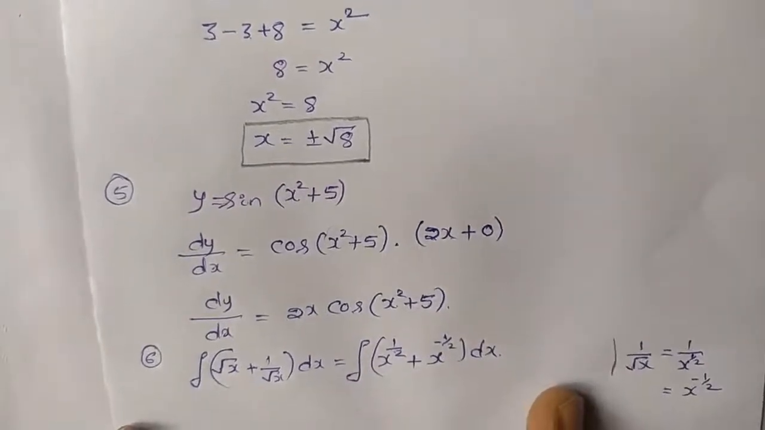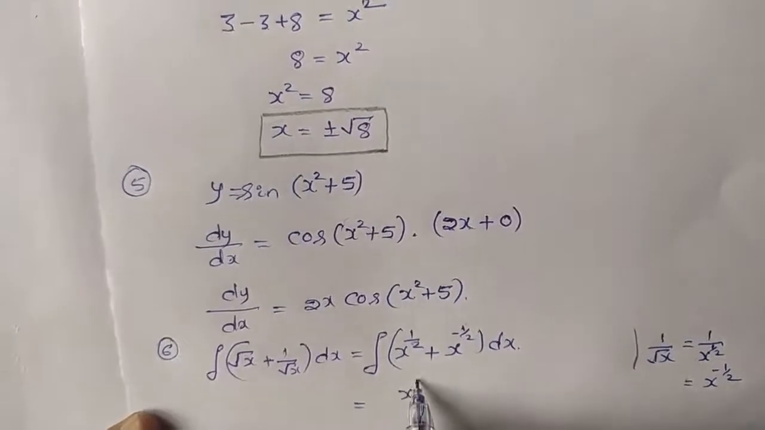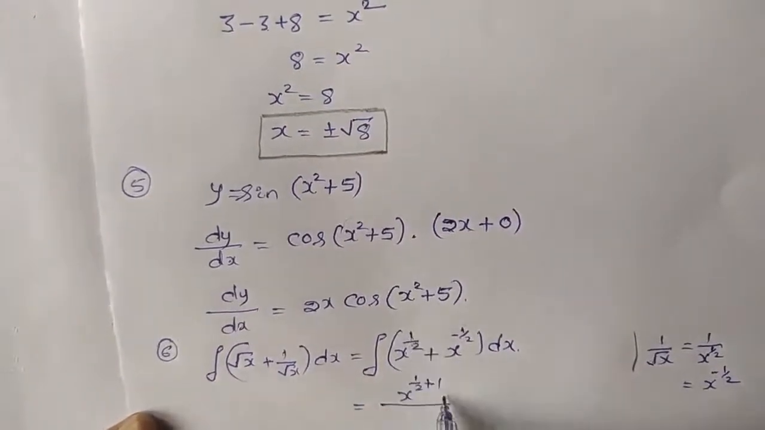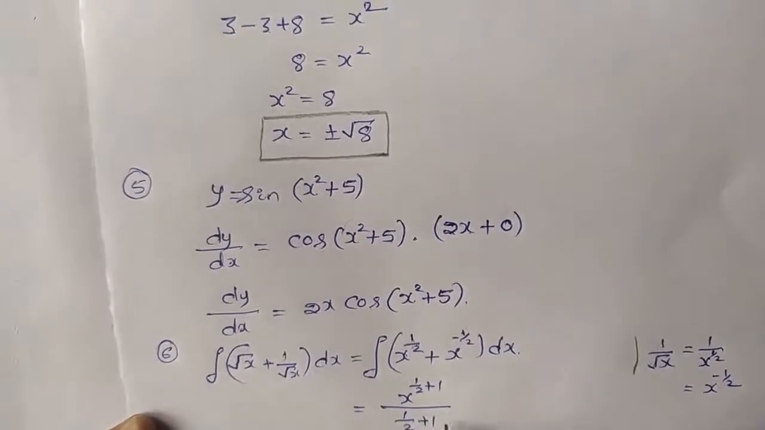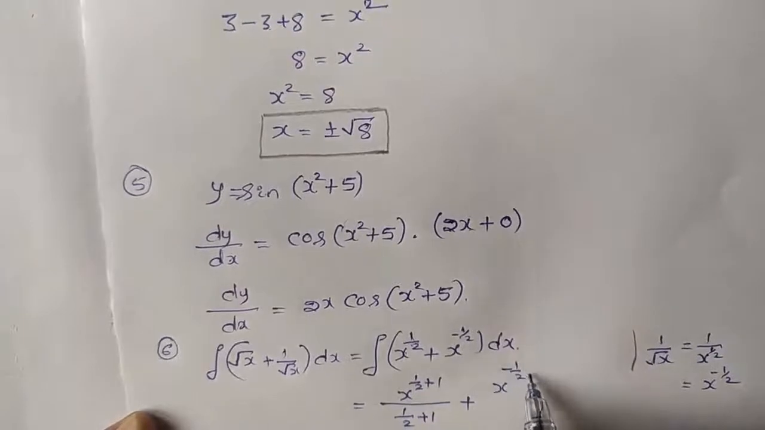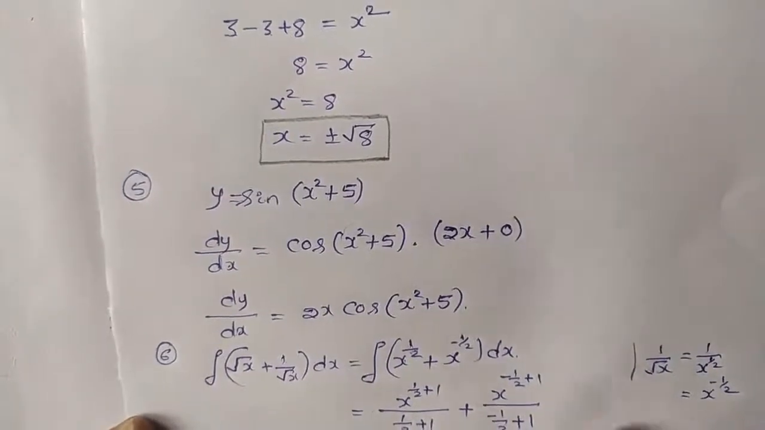Let us integrate by using the integration formula. That equals x power 1 by 2 plus 1 divided by 1 by 2 plus 1, plus next here x power minus 1 by 2 plus 1 divided by minus 1 by 2 plus 1.